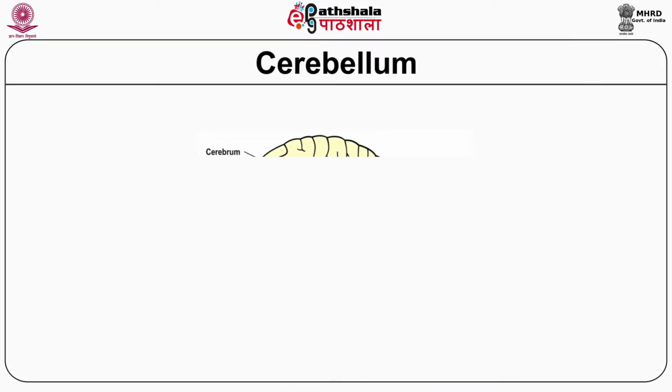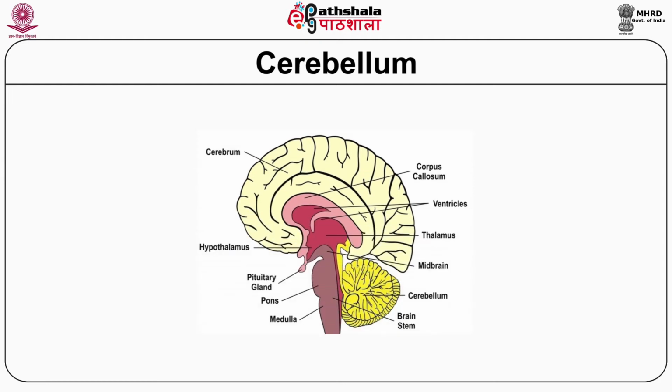Now the last part is what we call the cerebellum. It is located underneath the cerebrum. If you see in the figure, it is clearly seen that the cerebellum is a lower part than the cerebrum. It coordinates musculoskeletal movement to maintain posture, balance and muscle tone.